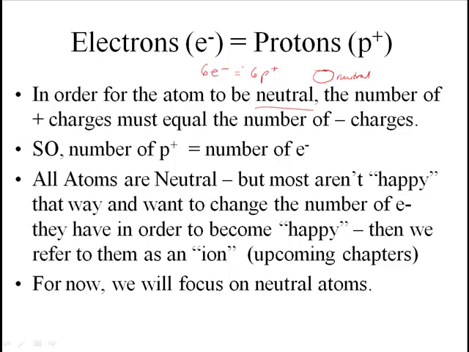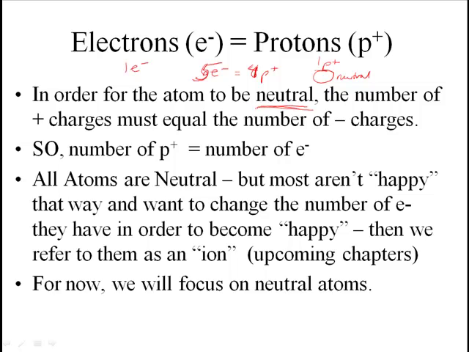And you can imagine if you had, let's say, 5 electrons and 6 protons. Well, you have an imbalance here. You have 1 more proton, so it would be a positive 1 charge. Or what if you had 5 electrons and only 4 protons? Now you have 1 more electron, and that would give you a negative 1 charge because you have 1 more electron in this situation. So we're going to right now assume that everything is neutral.